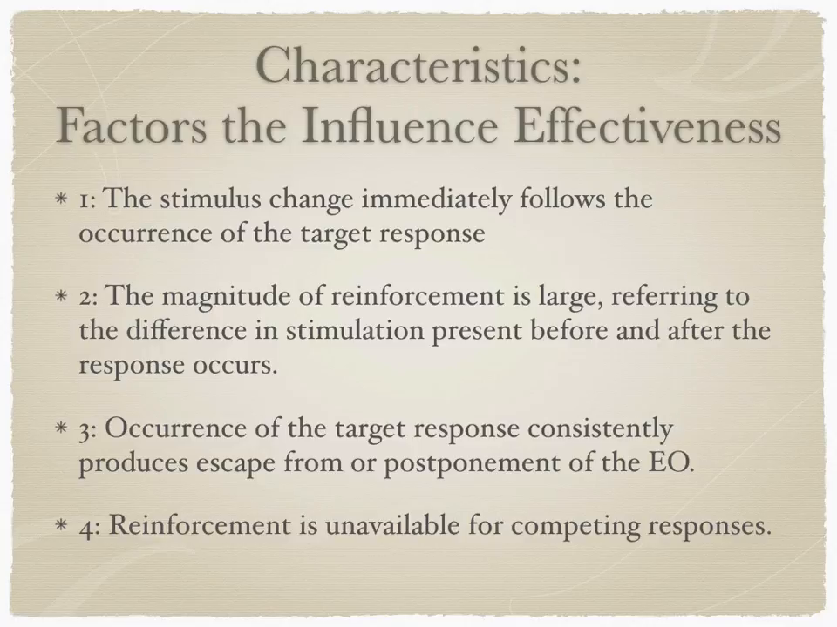Some factors that influence the effectiveness of negative reinforcement. The first is that the stimulus change immediately follows the occurrence of the target response. Two, the magnitude of reinforcement is large, referring to the difference in stimulation present before and after the response occurs. Three, occurrence of the target response consistently produces escape from or postponement of the EO. And four, reinforcement is unavailable for competing responses. This was a short section in the book, but I thought it was important to add here. Also keep in mind that it's related to the strength of the contingency and the presence of competing contingencies when you're doing negative reinforcement.